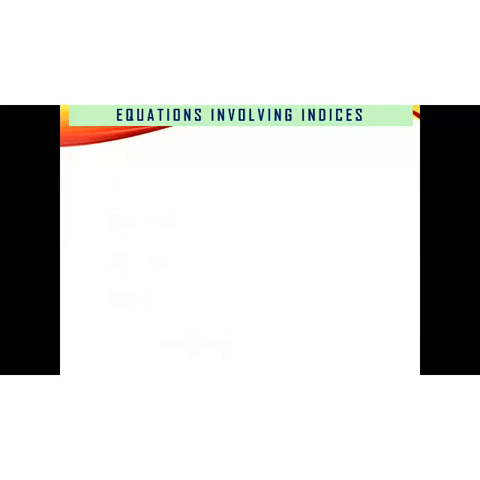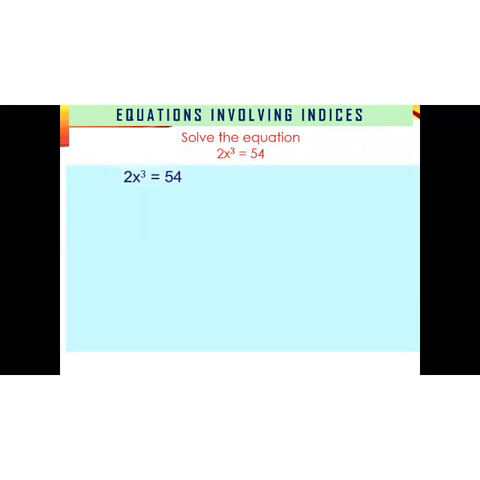Let's take another one. Solve the equation 2x raised to the power of 3 equals 54. Now this is a bit different, but let's still see how we can make this work. First of all, you can divide both sides by 2 to get rid of the coefficient on the left side. So you would have x raised to the power 3 equals 54 over 2. That simply means x raised to the power 3 equals 27.